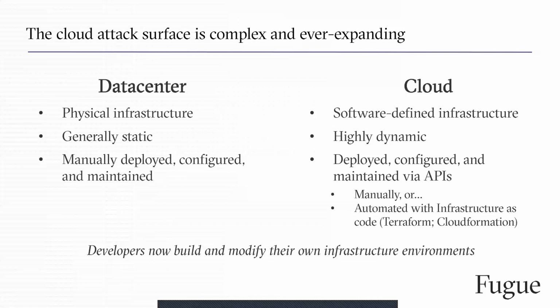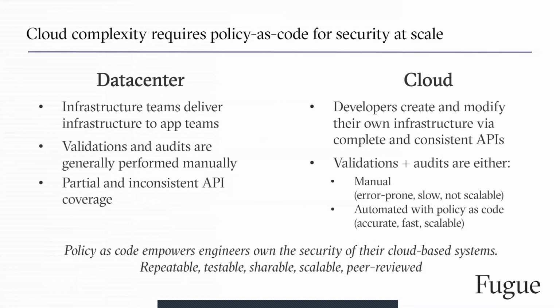So in the world we live in now, developers build and modify their own infrastructure environments, unlike in the old days, right? So this new complexity requires policy as code for security at scale, in particular because the bad guys are automated. You have 7 minutes, right? So how are you going to do that while your developers are constantly building new infrastructure?